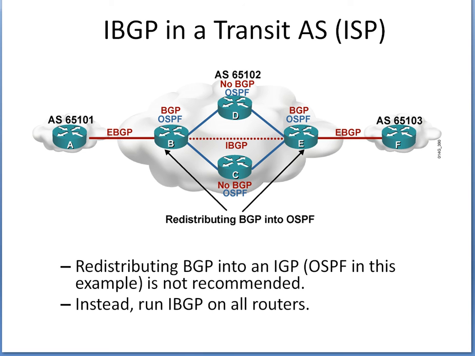One is to put a physical connection between B and E. Put a physical wire between B and E, problem solved. If that is not possible, redistribute on B and E. Redistribute BGP into OSPF, OSPF into BGP. That solves the problem. Or run BGP on all 4 routers. Right? We'll continue in the next video.